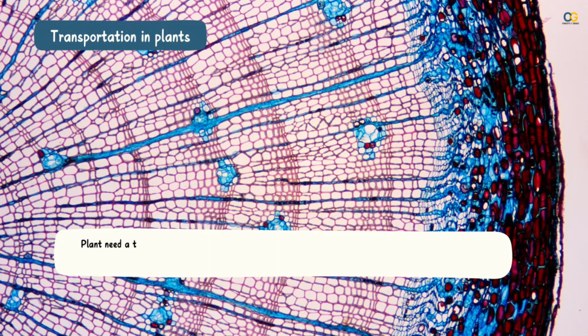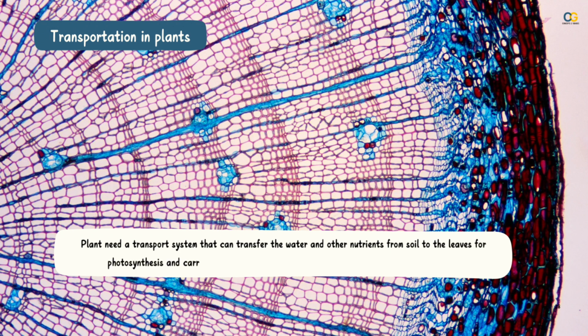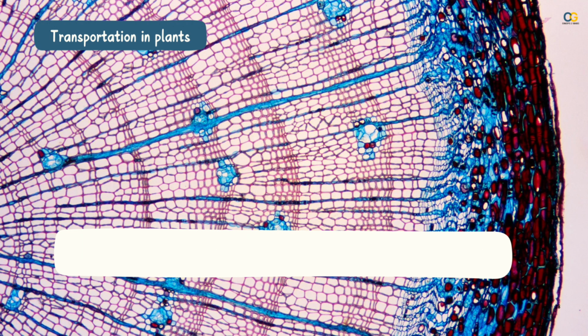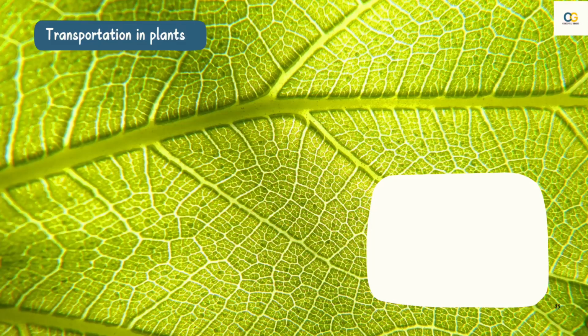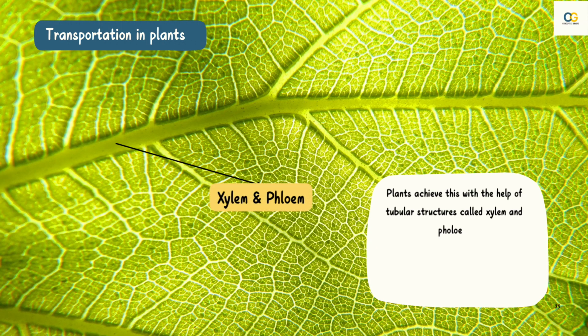Plants also need a transport system that can transfer water and other nutrients from the soil to the leaves for photosynthesis, and carry soluble products of photosynthesis to where the plant needs them. Plants achieve this with the help of tubular structures called xylem and phloem. Xylem helps in transport of water and phloem helps with the transport of soluble products of photosynthesis.